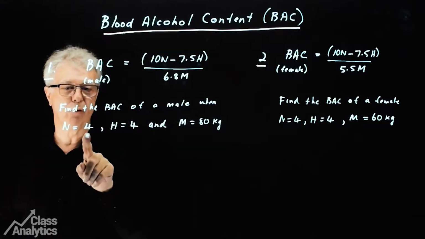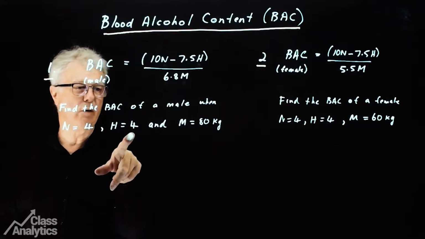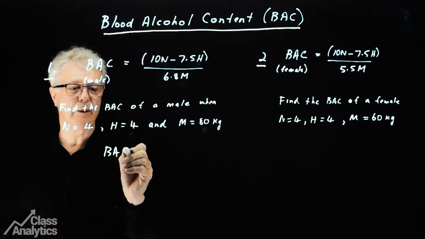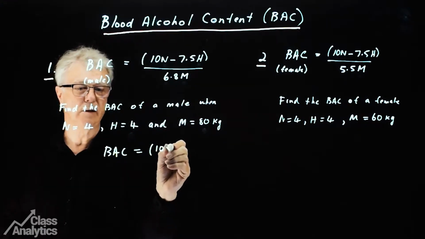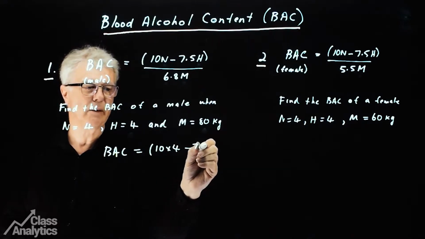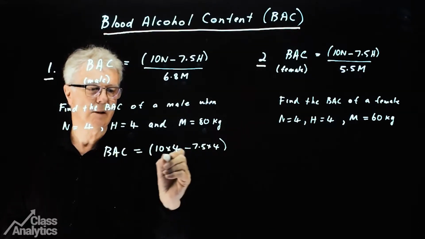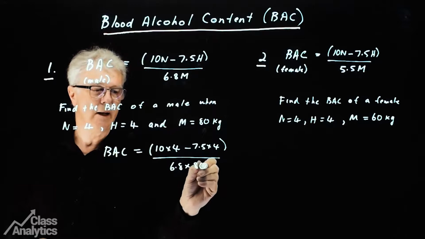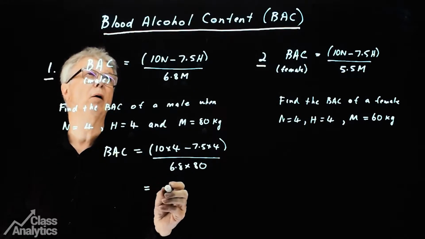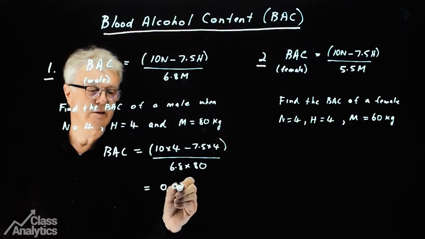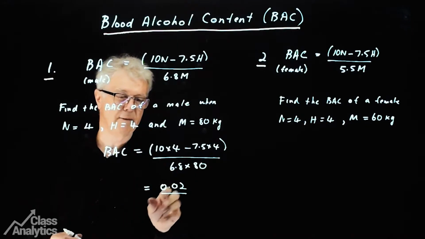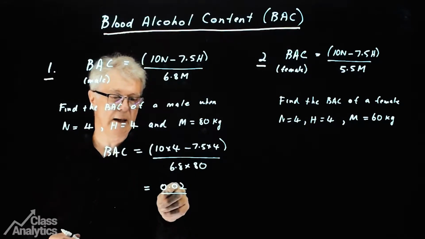So the person has had 4 standard drinks. They've been drinking for 4 hours, and his weight's 80. So it's just a simple matter of popping it into the formula, which is going to be 10 times 4 minus 7.5 times 4, all over 6.8 times the weight of the person. And when you do that in your calculator, you get the result of 0.02. Well, a P driver has got to be 0, so they can't have that, but a normal person, anything up to 0.05 is okay.